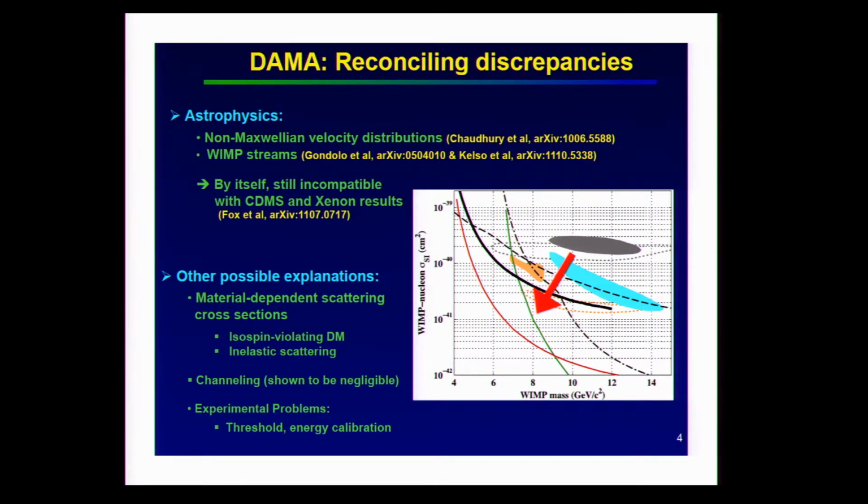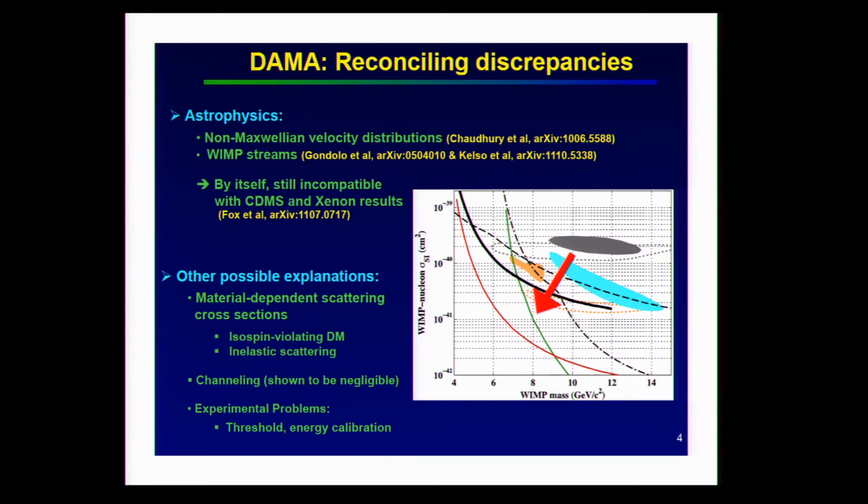And then they claim that's evidence for a dark matter signal. Peter already talked a little bit about how we can reconcile this result with the other experiments. I'm not going to go into too much detail, but first of all, of course, we can modify the halo model. By itself, you can move the contour around, but it's still really difficult to make it compatible with the CDMS and XENON results.